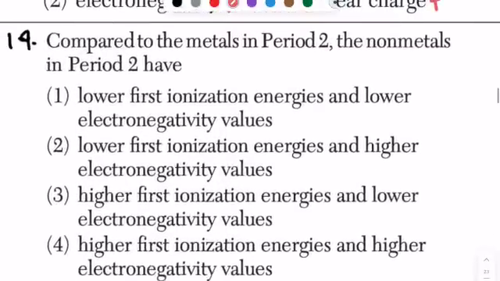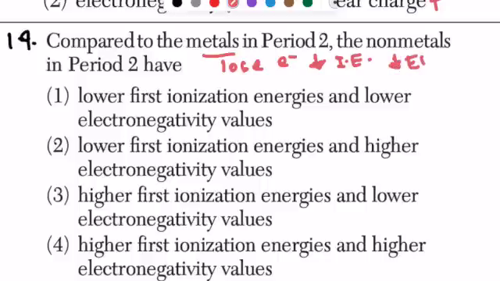So compared to metals in period 2, the nonmetals in period 2 have... So metals in general want to lose electrons, which means they have low ionization energies. It's very easy for them to lose electrons, and they have low electronegativities, meaning they have very little attraction for electrons on other elements. So if we look here, nonmetals generally have higher ionization energy, so 1 and 2 is not your answer, and higher electronegativities. So your answer will be 4.